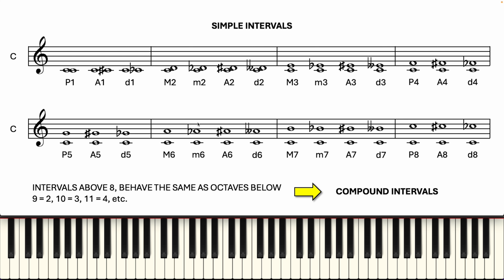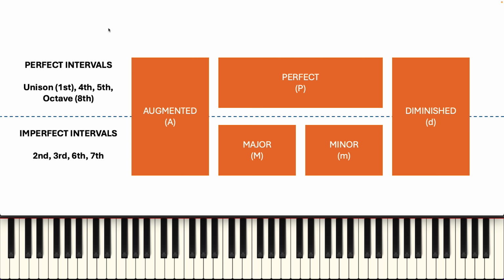And what we see here is a bit the summary of what we learned last times. Just to recap, perfect intervals are the unison, the fourth, the fifth, and the octave. They can be either perfect, augmented, or diminished, while the imperfect intervals are the second, the third, the sixth, and the seventh. They can be either major or minor, and then augmented or diminished.